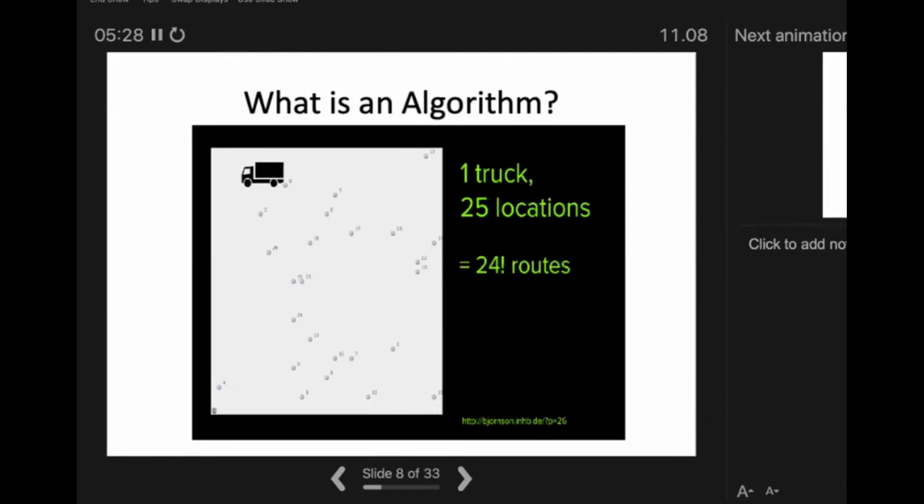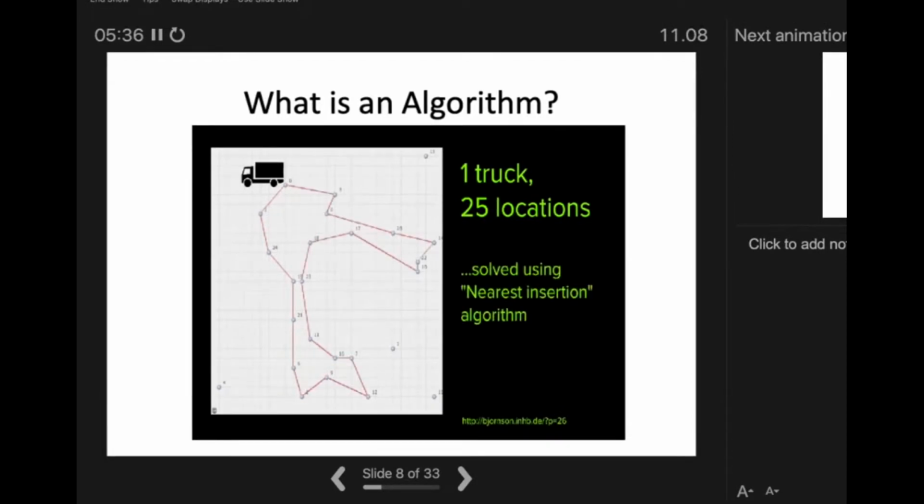It would take weeks to run, going through all the possibilities. But if we're okay with a program that would determine a route that's good, but maybe not the best, then it could run in seconds. In some cases, good is good enough.